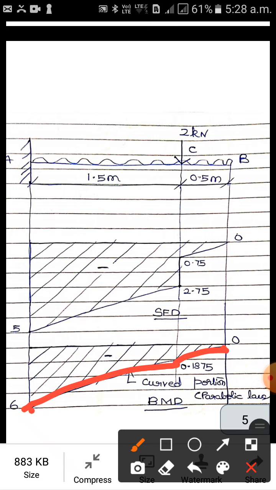Okay, thank you. So today we'll complete cantilever and we'll proceed on to simply supported beams. So for a cantilever, the bending moment and shear force are always negative according to our sign convention.